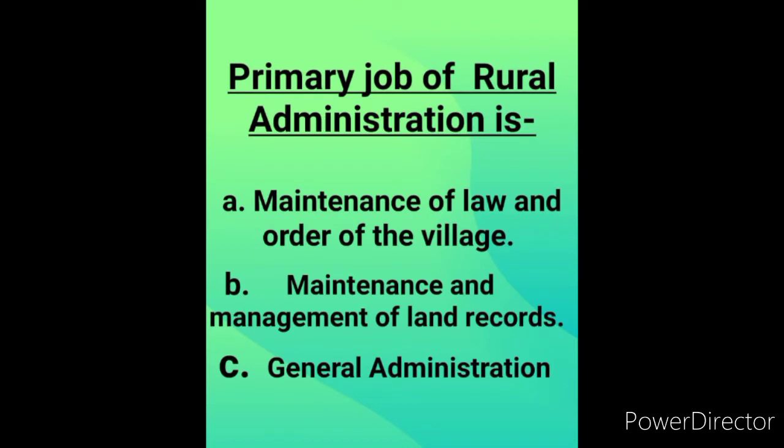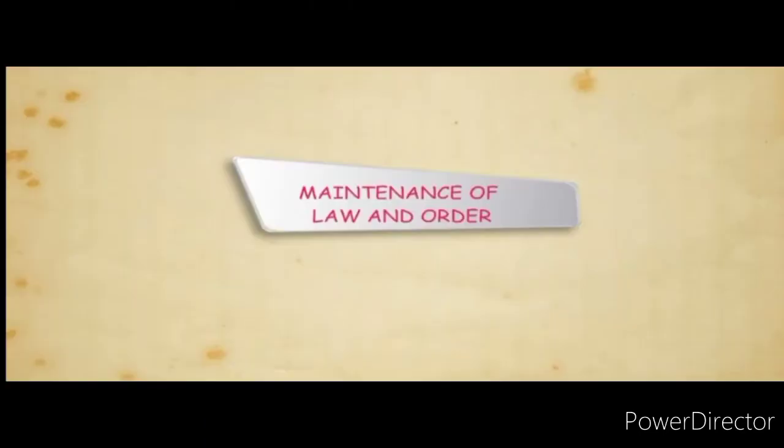Primary job of rural administration is maintenance of law and order of the village. Second, maintenance and management of land records. Third, general administration. So let us learn about each one by one. Maintenance of law and order in rural areas.